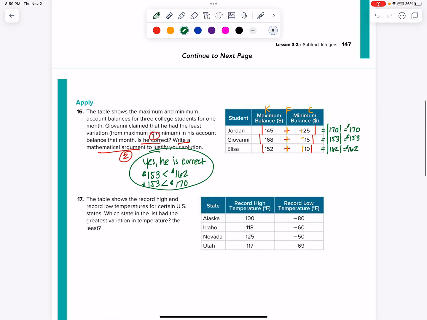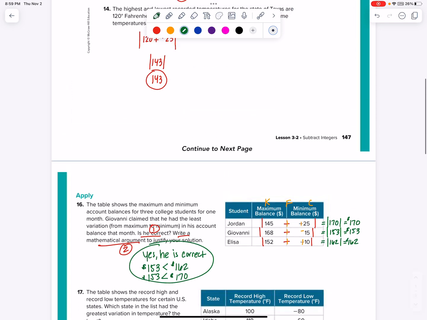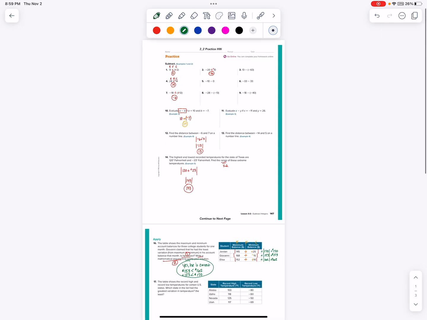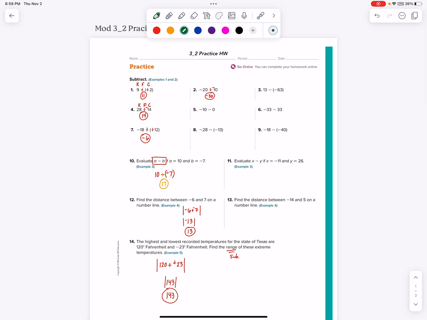All right, so you have number 17 to take a look at. It says which state in the list has the greatest variation and which one has the least. So you're going to do the same process, but just identify the greatest and the least. All right, so go ahead and you can practice your subtracting. Not really subtracting, right? We're not really doing that. Your adding of integers. All right, let me know if you need any help.